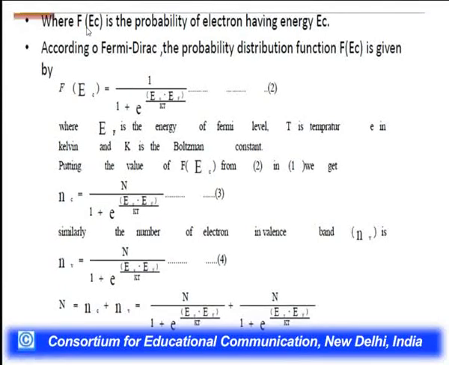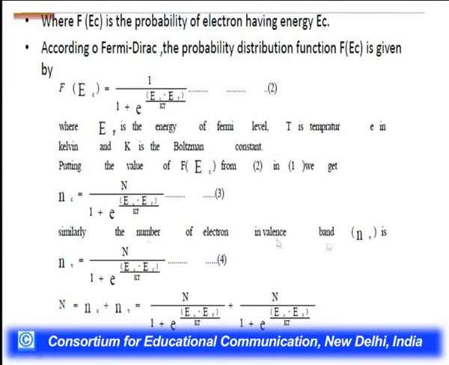Here f(Ec) is the probability of electrons having the energy Ec in the conduction band. According to Fermi-Dirac, the probability distribution function f(E) is given by this value, where EF is the energy of the Fermi level, T is the temperature, and K is the Boltzmann constant. By putting the value of f(E) from equation 2 in equation 1, we have Nc = N / (1 + e^((EC − EF)/KT)).